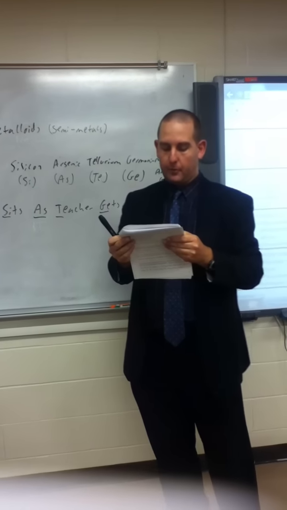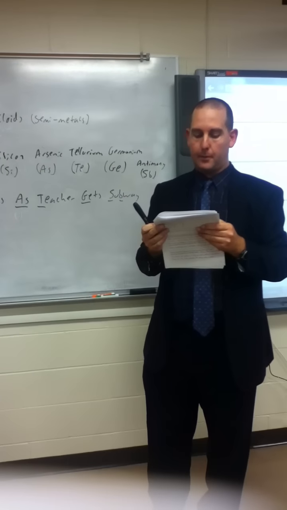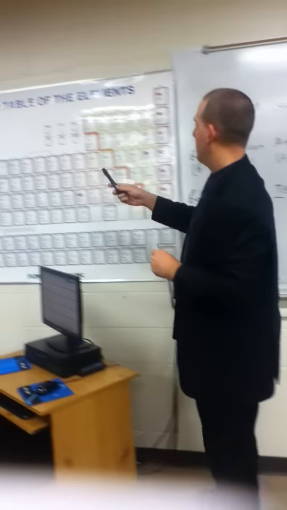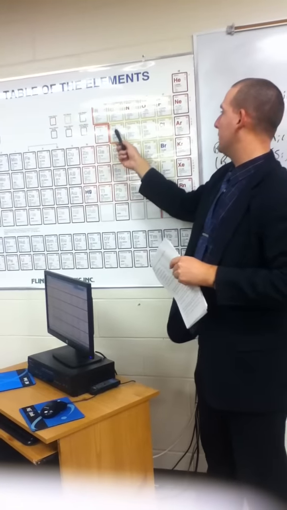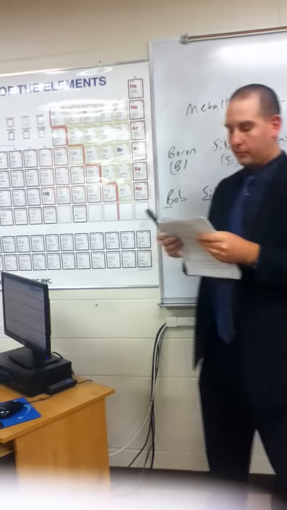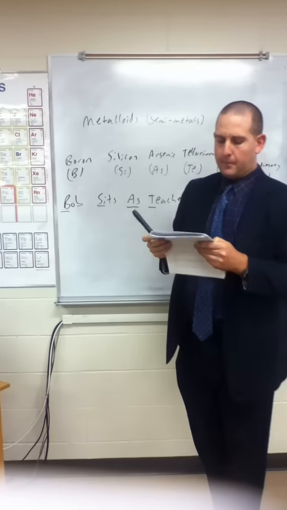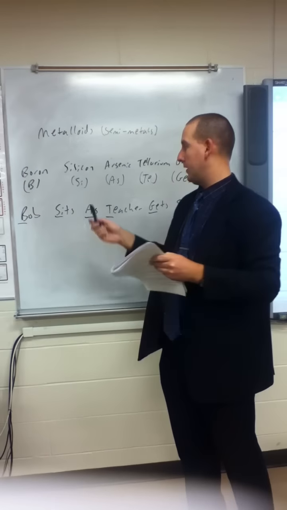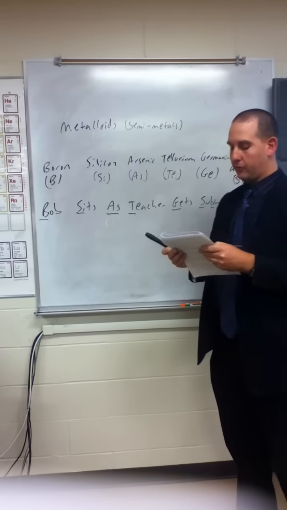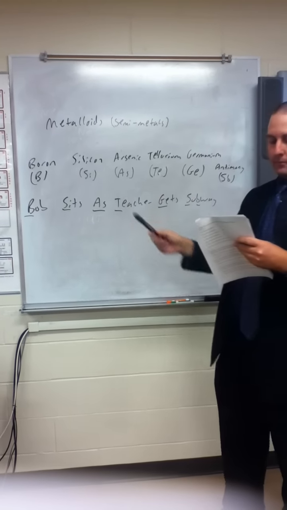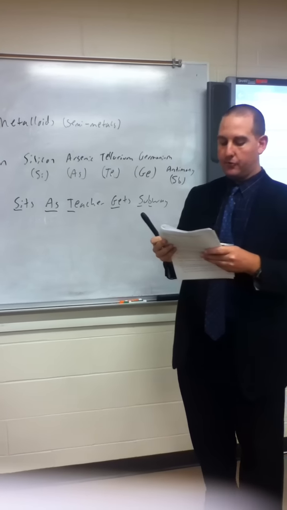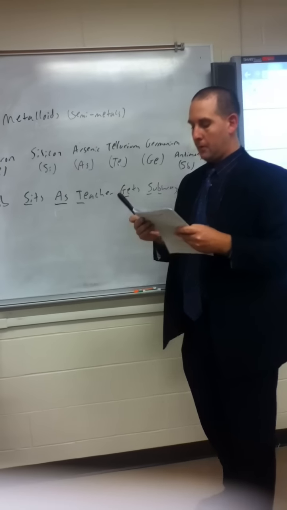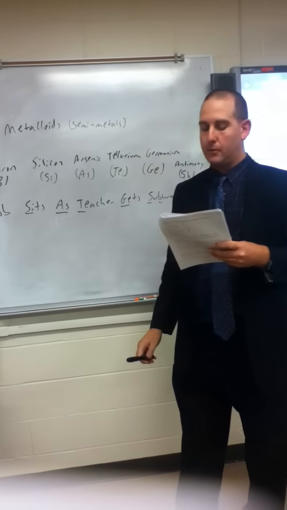Number 5, which element in period 3 has both metallic and non-metallic properties? Having both non-metallic and metallic properties means metalloid. And in period 3, the third row, the only metalloid is silicon. So that's choice 3, Si. Number 6, which list of elements consists of metalloids only? Which one has a list of these 6 in it? Choice 4 says Si, Ge, and As. Number 7, which element is a metalloid? Bob sits as teacher gets subway. Choice 3, As.